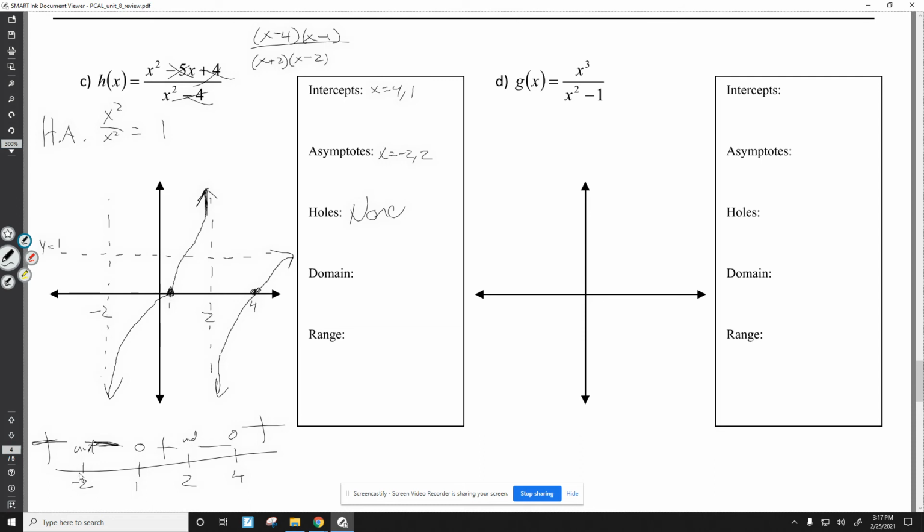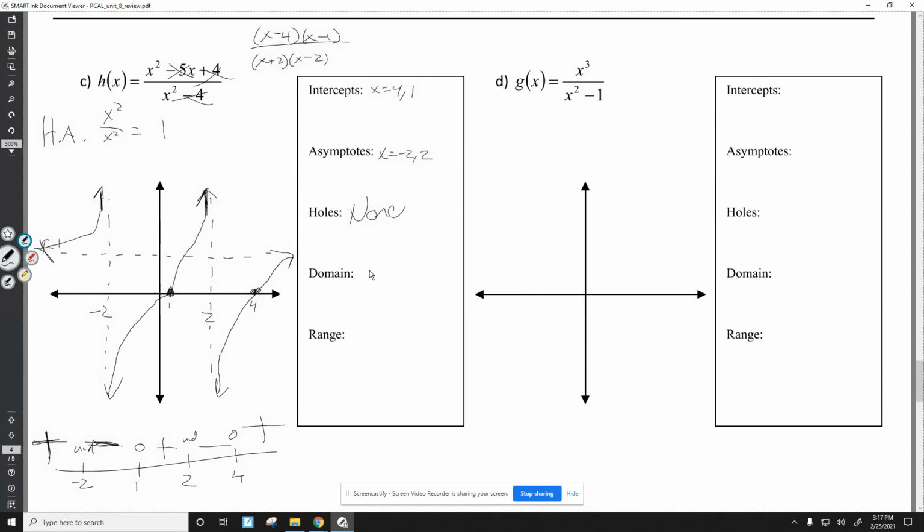To the left of -2, on this side of -2, I have positive values. So I need to be above the x-axis up here. And I'll probably trend towards the horizontal asymptote, like above it from there. I pass through the horizontal asymptote at 1.